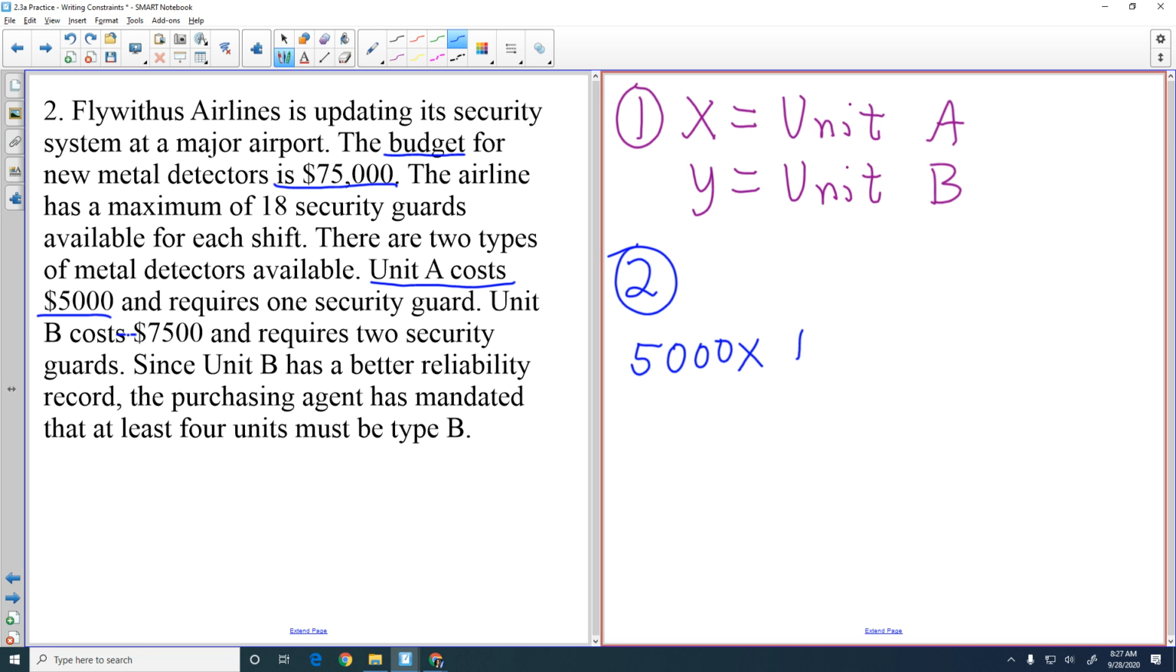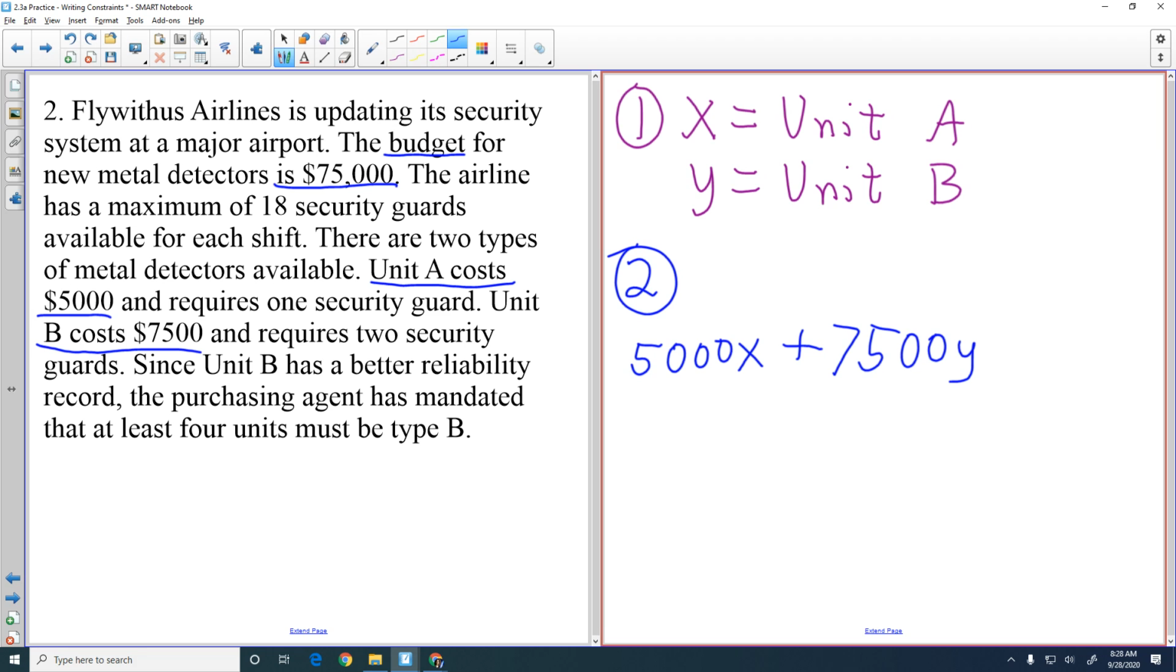I'm going to add that to the cost of the unit B models. Well, how much does unit B cost? Sure, $7,500. So unit B costs $7,500. So I'm going to add 7,500, but this is for the B unit, which we represented with a Y. So it costs $7,500 for every unit B. So I plug in a number for Y and I multiply it by that 7,500. That's how much money we're spending on this model.